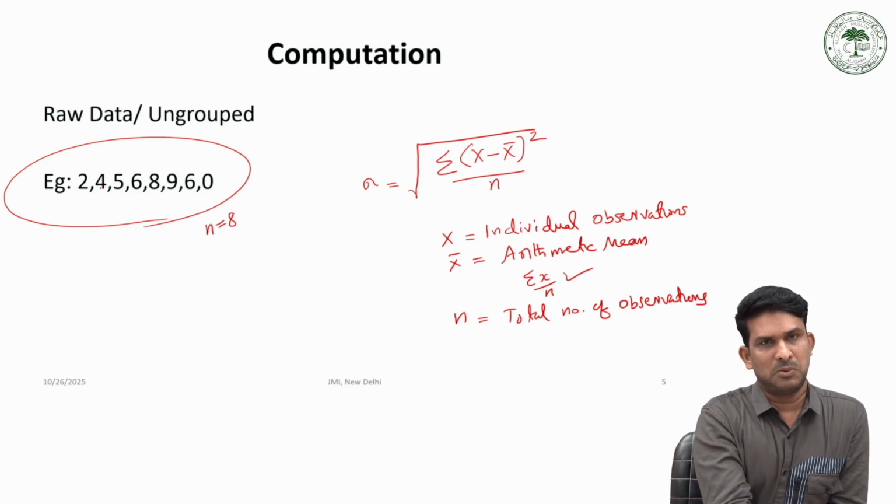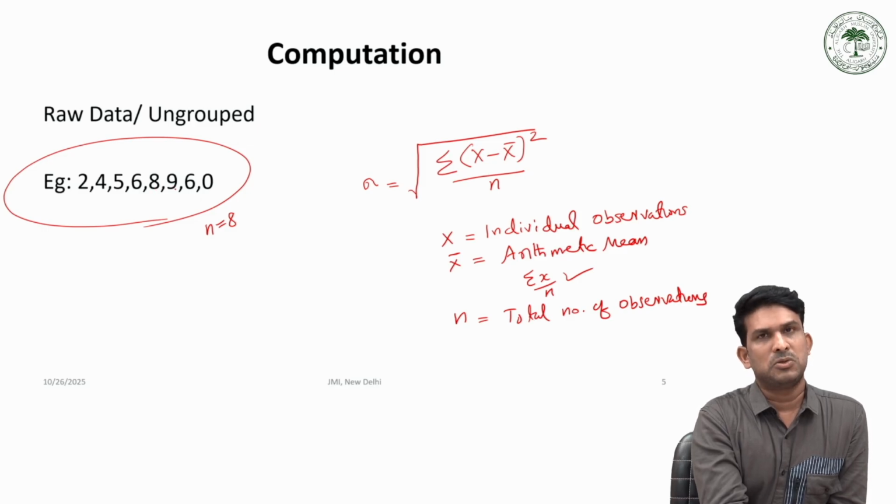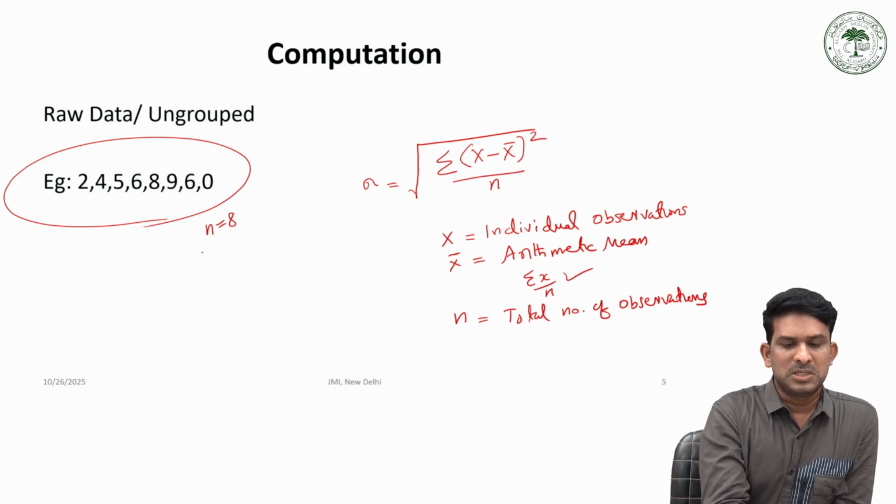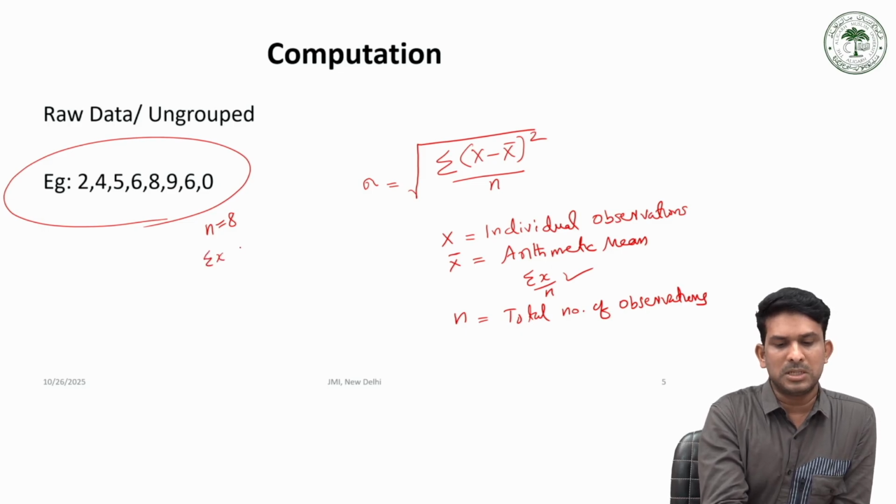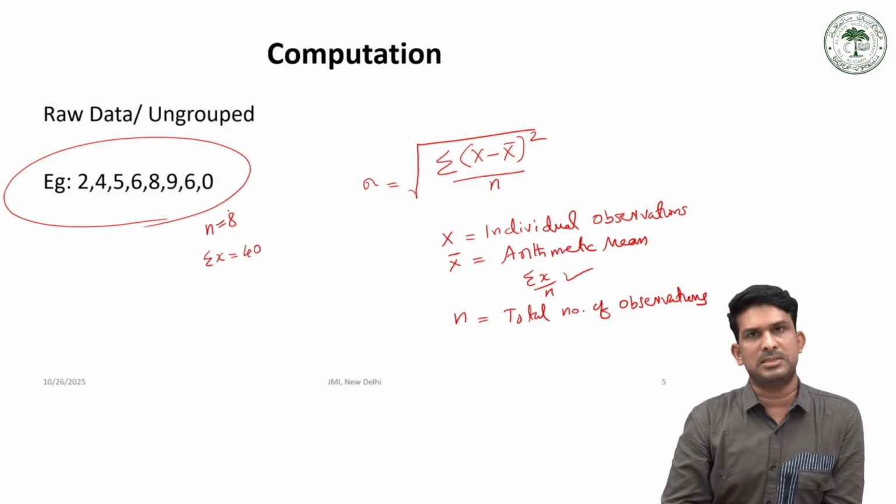2 plus 4, 6. 6 plus 5, 11. 11 plus 6, 17. 17 plus 8, 25. 25 plus 9, 34. 34 plus 6, 40. 40 plus 0, 40. So, sigma x I got is 40 and n is 8.